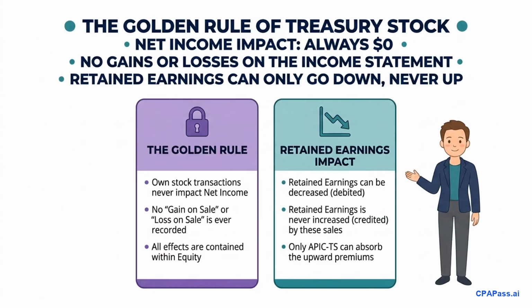The absolute golden rule of Treasury stock is that a corporation can never generate income or recognize a loss by trading in its own shares. The examiner will try to trick you by asking how a Treasury stock sale affects net income or retained earnings. Remember, the effect on net income is always zero. APIC serves as our internal gain tracking system, absorbing any premiums. When we sell below cost, we only reduce retained earnings if our APIC Treasury stock bucket is empty. Keep this wall between equity transactions and the income statement completely solid.